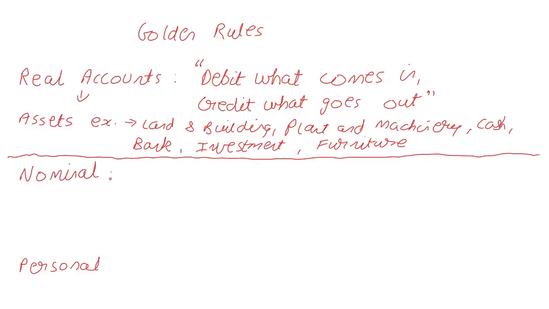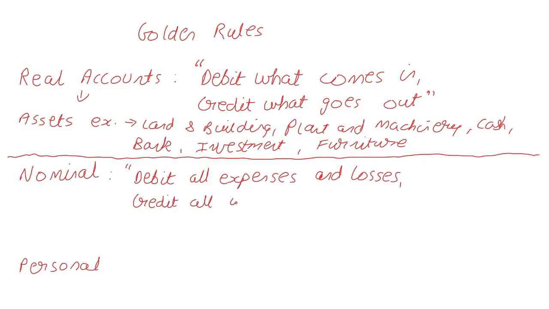And what comes under the nominal account is made very clear by the rule for the nominal account. The rule for the nominal account is debit all expenses and losses, credit all incomes and gains.